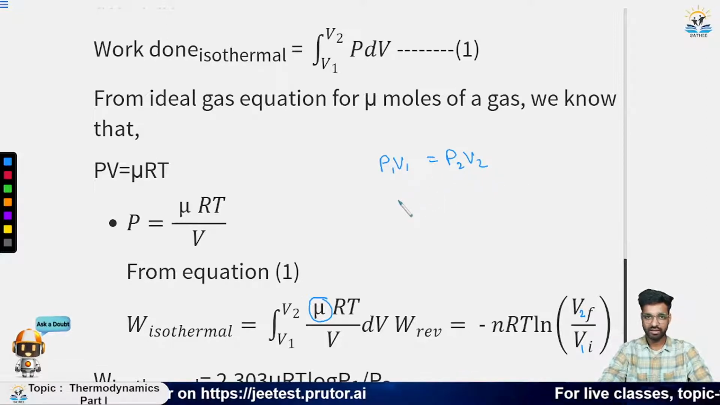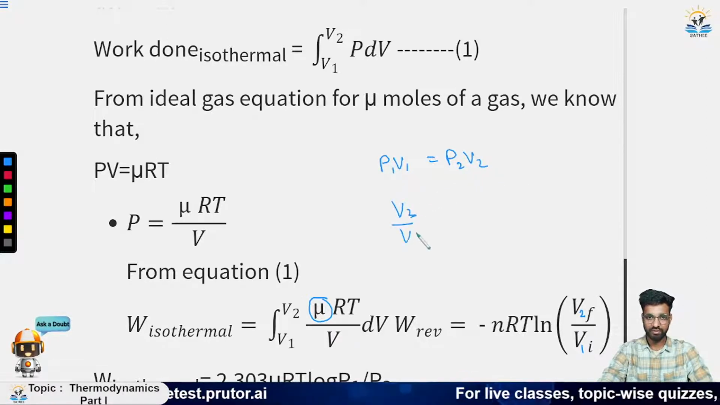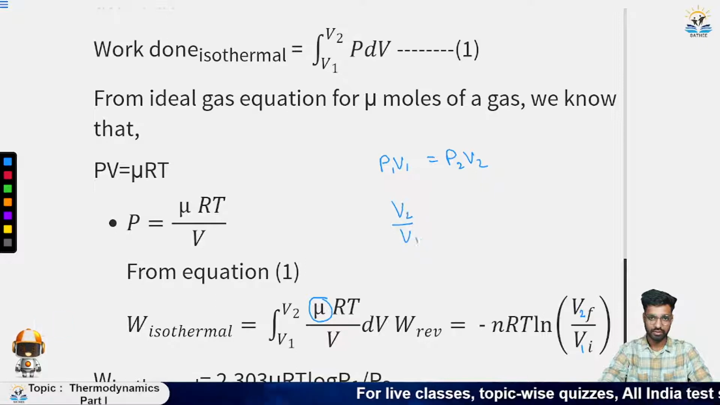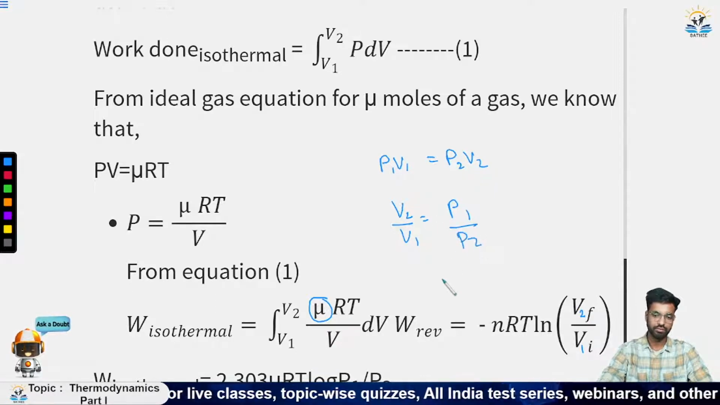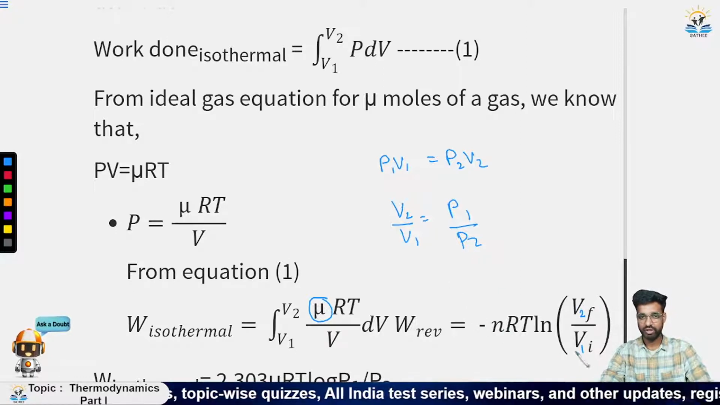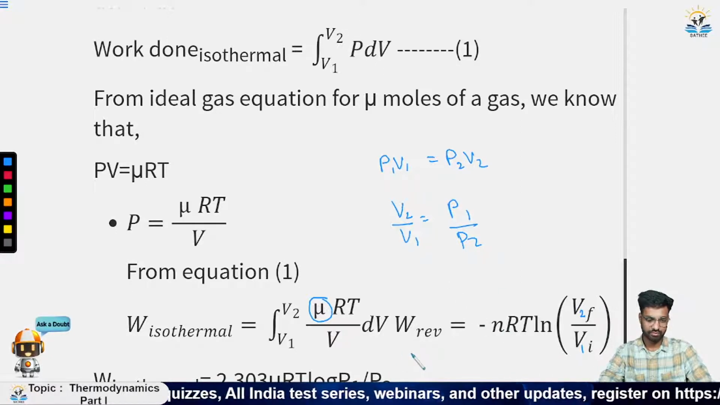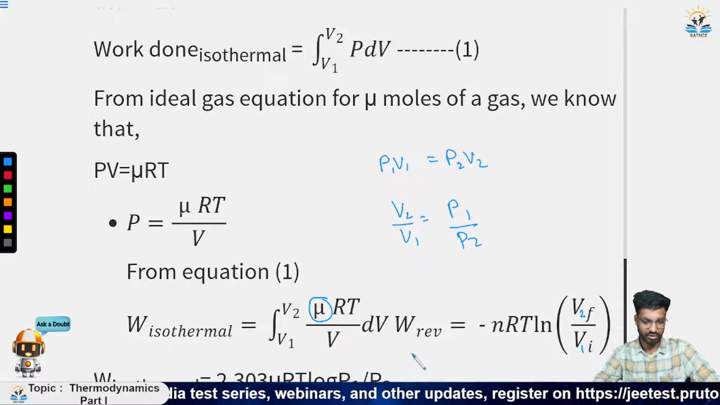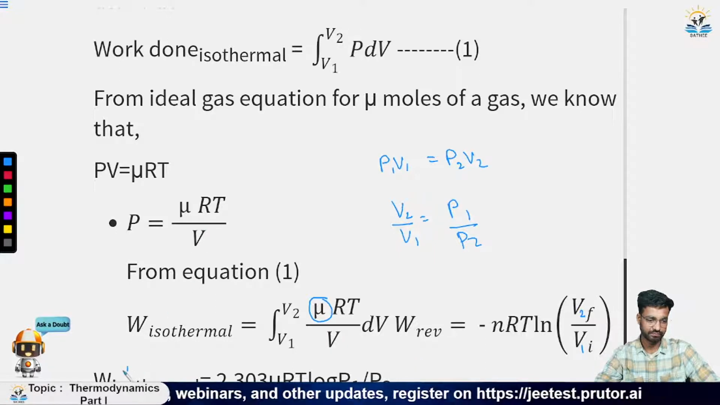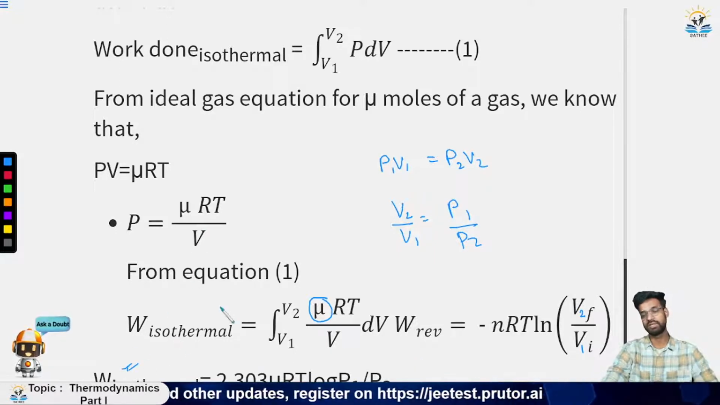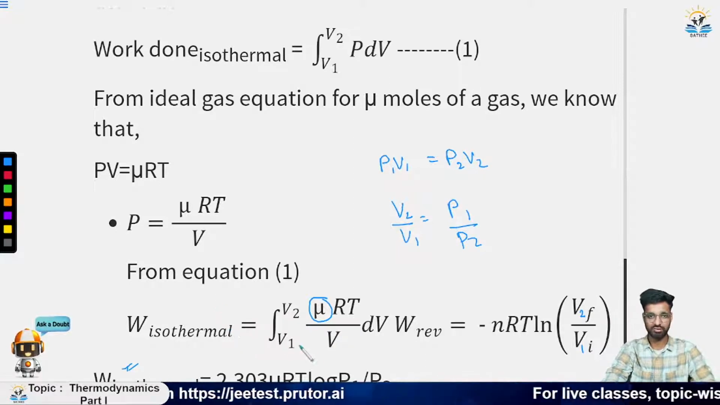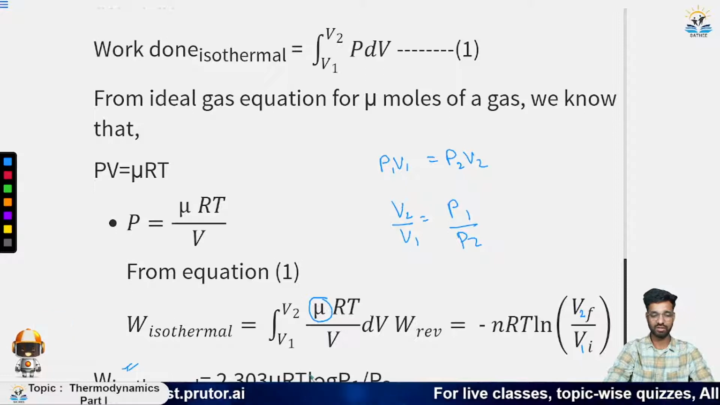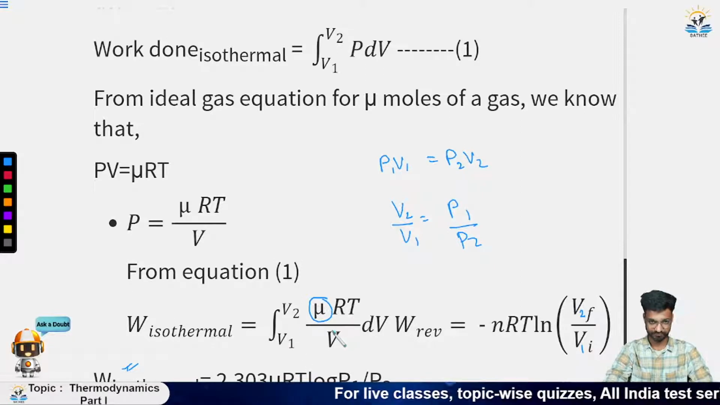Now we can say that V2 by V1 is equal to P1 by P2. So I have replaced V2 by V1 with P1 by P2. You can use this formula also to calculate your answer. Many times you are given the pressure condition and not the volume condition, so you will use this formula to calculate the work done in an isothermal process.